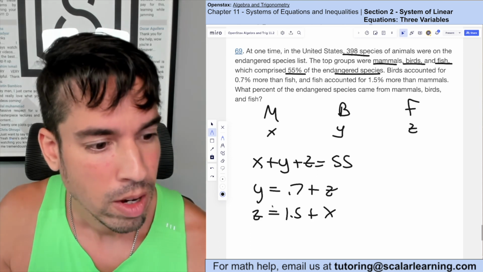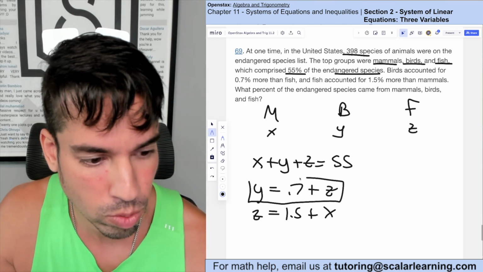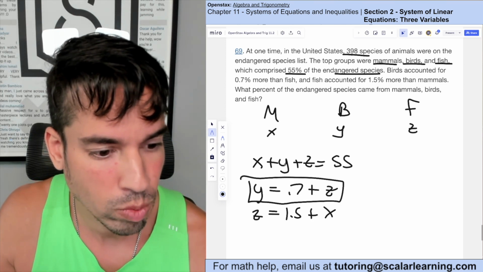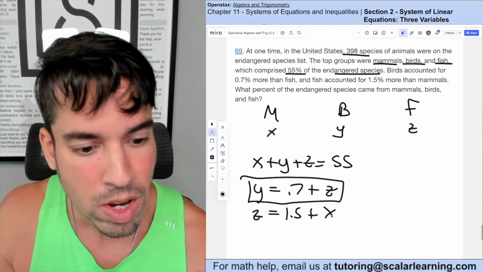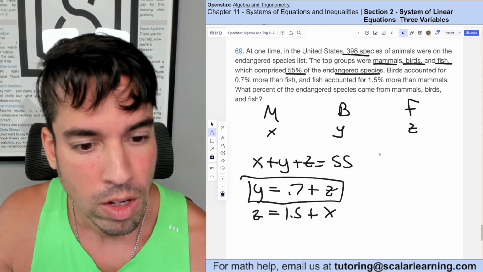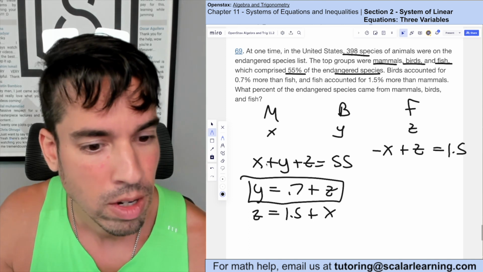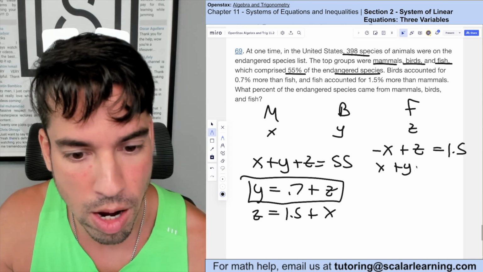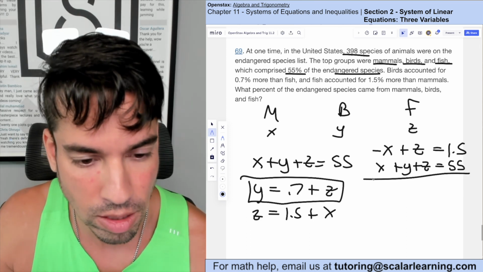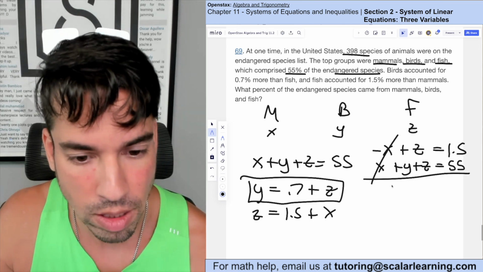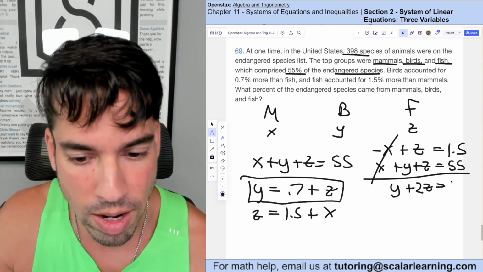Let's do our thing. The first thing I'm going to do, since I have a Y and a Z here, is kind of arbitrarily isolate this one, where I'd love to combine this with this and knock out the X, right? Because if we knock out the X, we get 2 equations with just Y and Z. So first I'm going to subtract X from both sides here. So we have negative X plus Z is equal to 1.5. Then over here, we have X plus Y plus Z is equal to 55. Now we're going to add these together. Those are going to cancel out. Y plus nothing is Y. Z plus Z is 2Z is equal to 55 plus 1.5, which is 56.5.